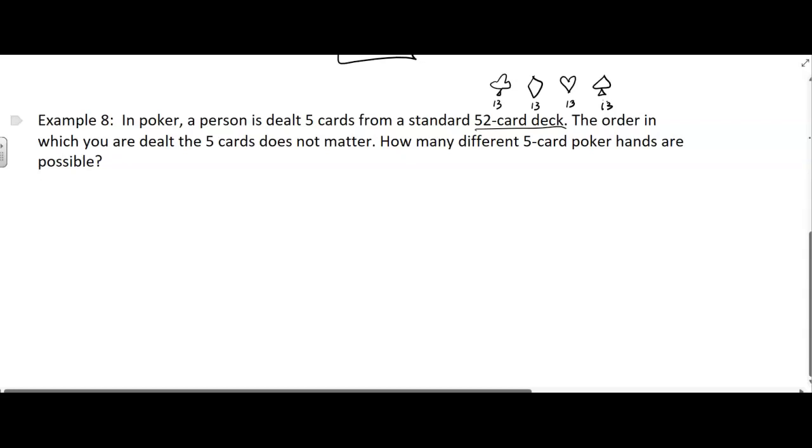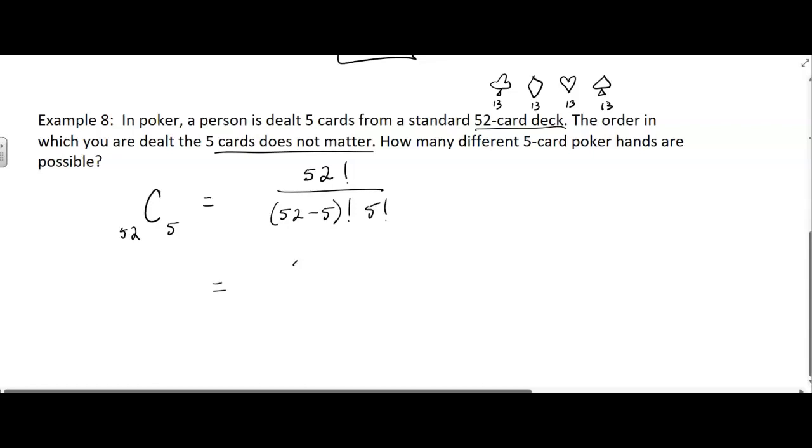Okay, the order in which you are dealt 5 cards doesn't matter. They're dealing you 5 cards. It doesn't matter which one you get first. How many different 5-card poker hands are possible? Okay. So it's a combination problem. We have 52 cards to choose from, and we're taking 5 at a time. So each hand is 5 cards. Okay, so we put that in our formula, 52 factorial over 52 minus 5 factorial times 5 factorial.